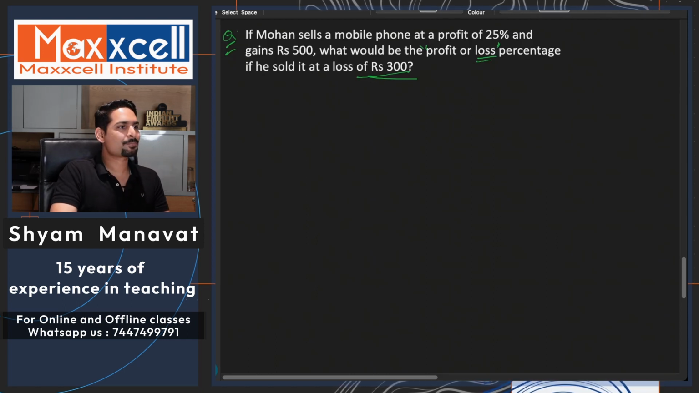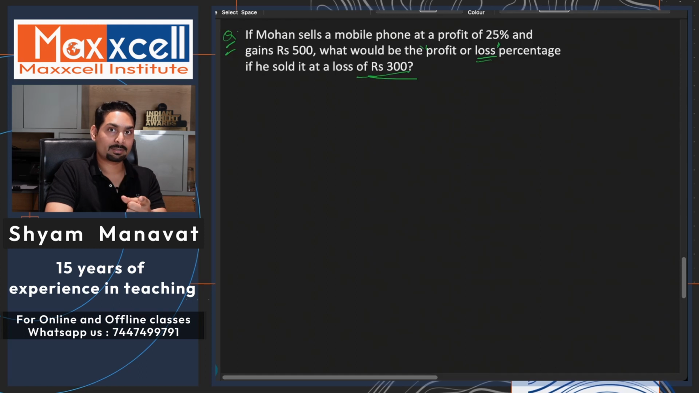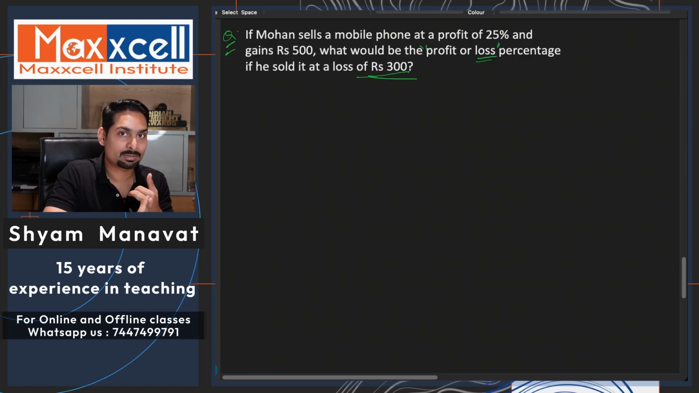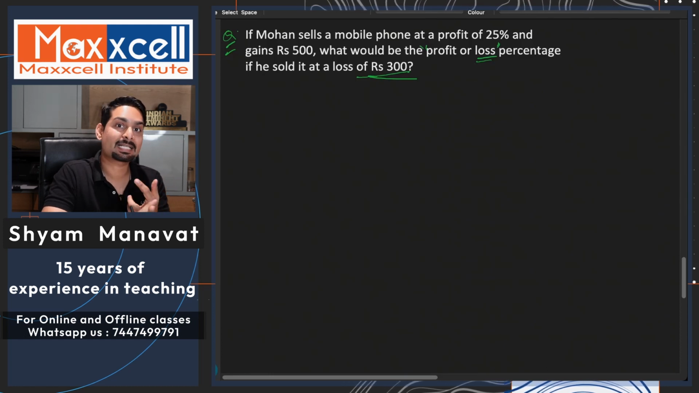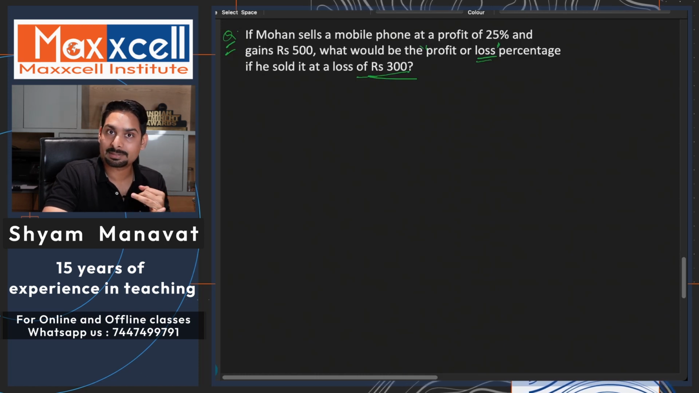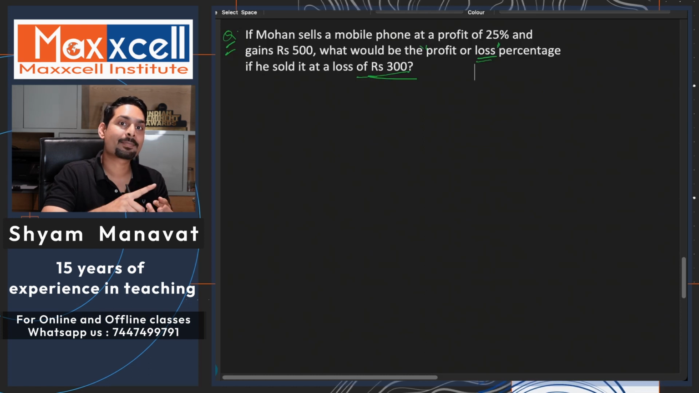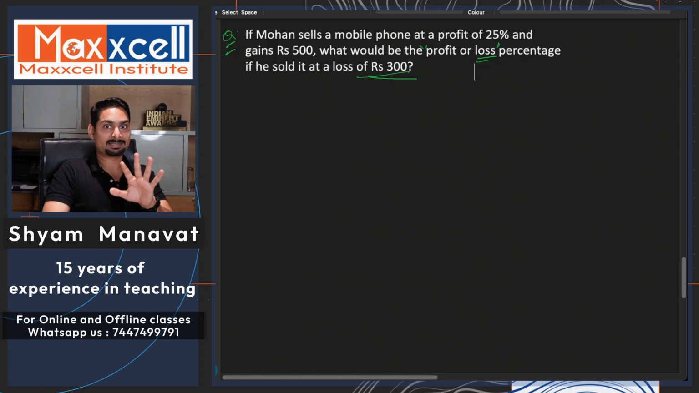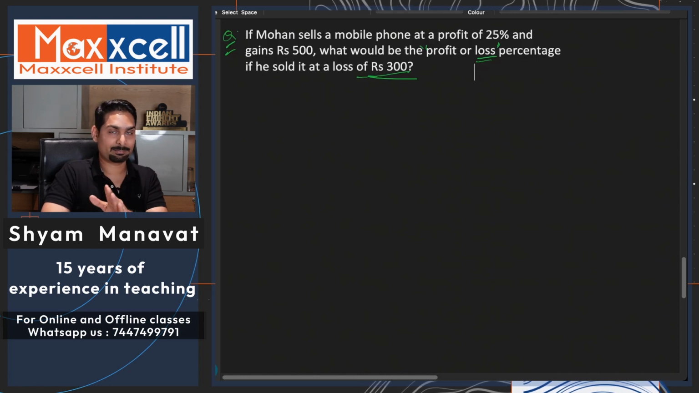Okay. So here, profit percent is calculated on cost price, right? Repeat: profit percent is calculated on cost price, loss percent is calculated on cost price, discount percent is calculated on mark price. As of now, nothing we are calculating on the selling price.